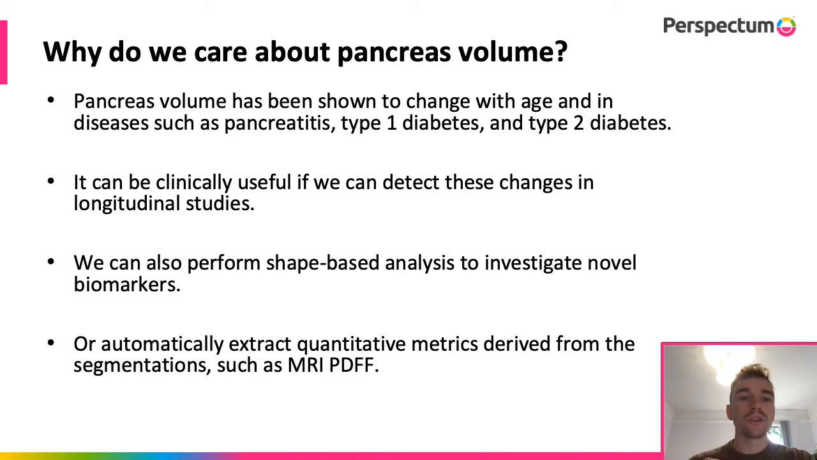Pancreas volume has been shown to change with age and in diseases such as pancreatitis, type 1 diabetes and type 2 diabetes. If we can detect these changes in some longitudinal health study, it may be a useful early indicator of disease. Assuming that we've calculated pancreas volume from a segmentation mask of the pancreas, we can also perform shape-based analysis to investigate new biomarkers, or we can automatically extract quantitative metrics from those segmentations, such as MR-PDFF.